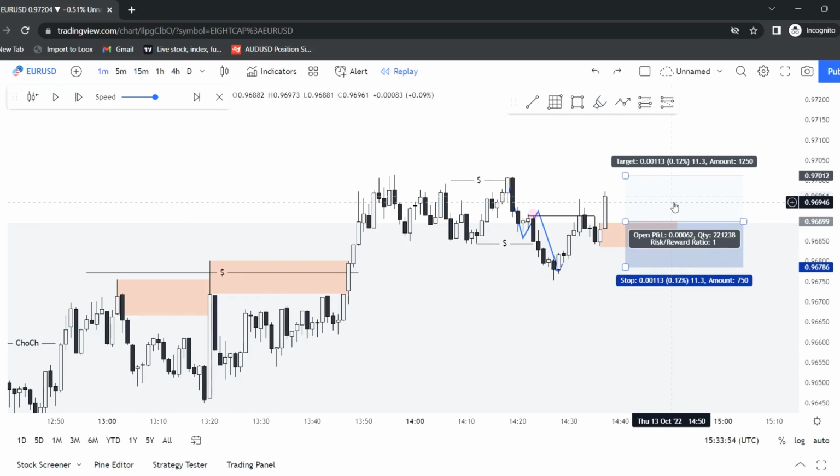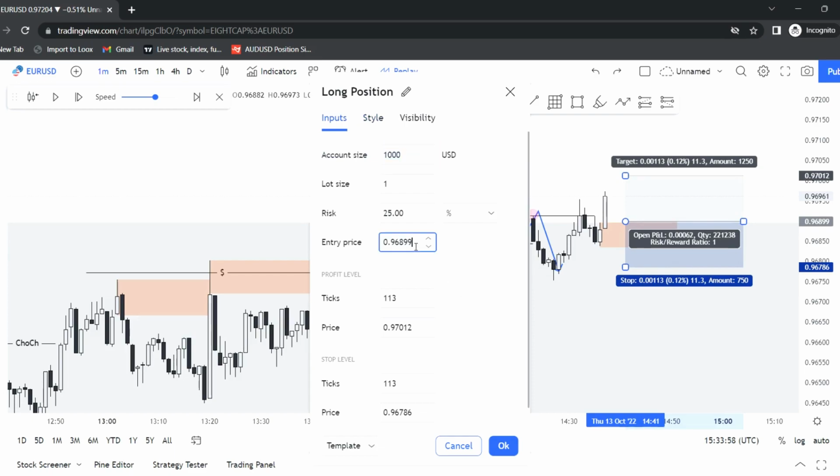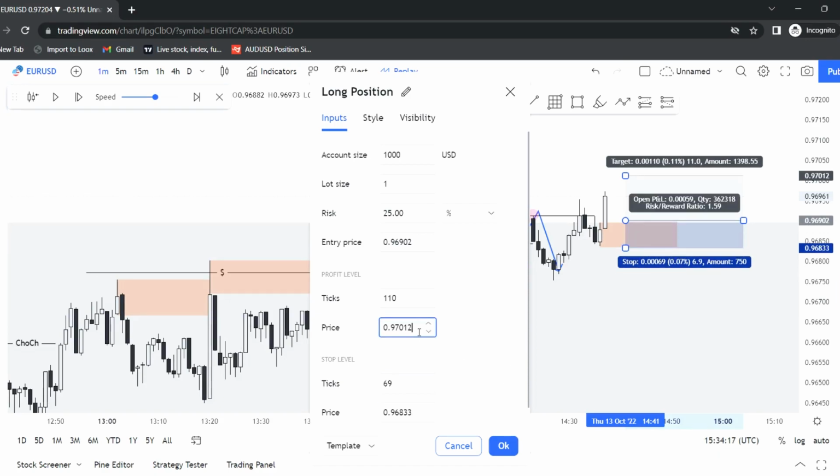Now if I take my phone out, I'm just gonna put in the correct prices where I was actually filled. So it was 96,902. My stop losses were just beneath that area, so it was 96,833, and my take profits were on 97,432 and 97,323. So yeah.